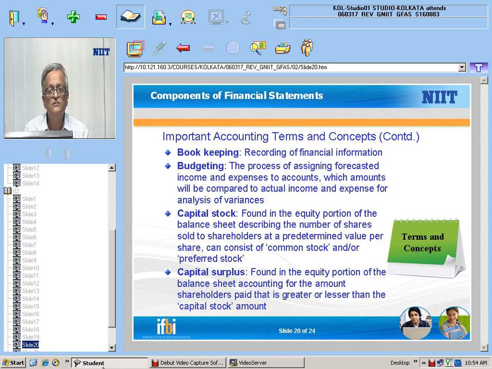Next, capital stock. Found in the equity portion of the balance sheet, prescribing the number of shares sold to the shareholders at a prescribed value per share, consisting of common stock and preferred stock. So the capital stock is the equity portion of the balance sheet. It consists of both common stock and preferred stock. Common stock are the shares where the shareholders have voting rights. But the preferred stock or preference shares are those where preference is given as far as dividend payment is concerned and as far as the distribution of assets of the company at the time of winding up is concerned. Preference will be given to the preference shareholders. So two types of stocks are there, common stock and preferred stock.